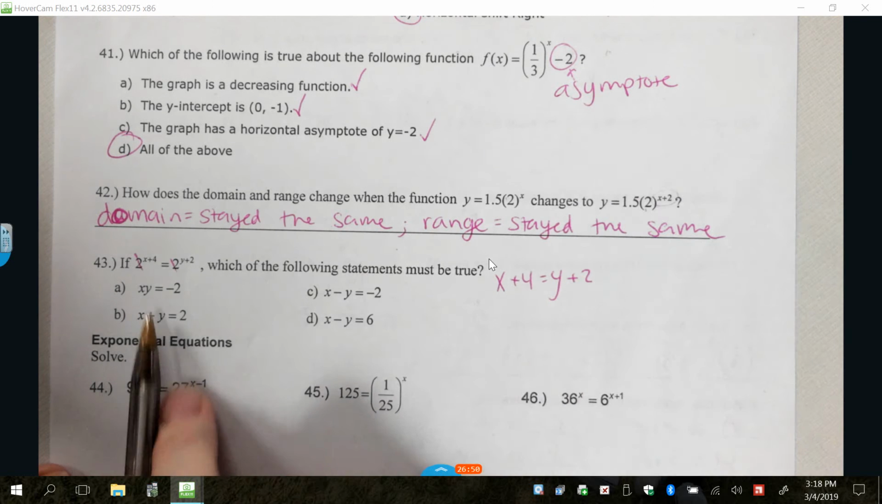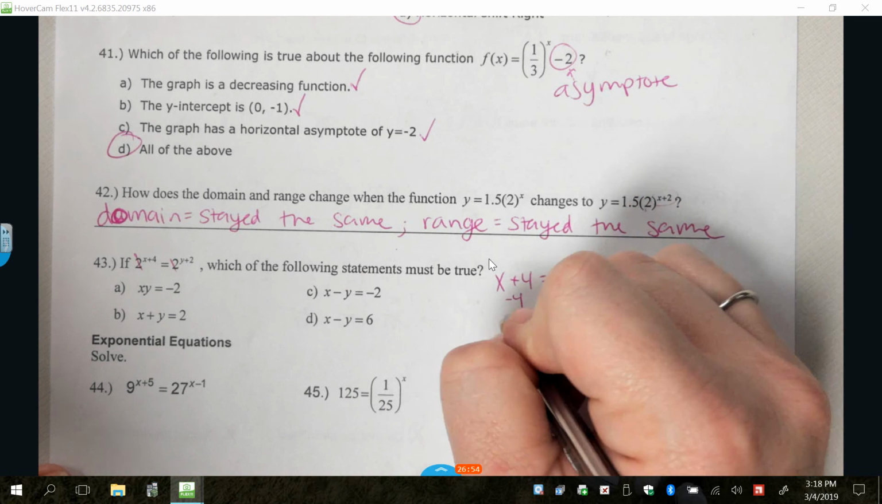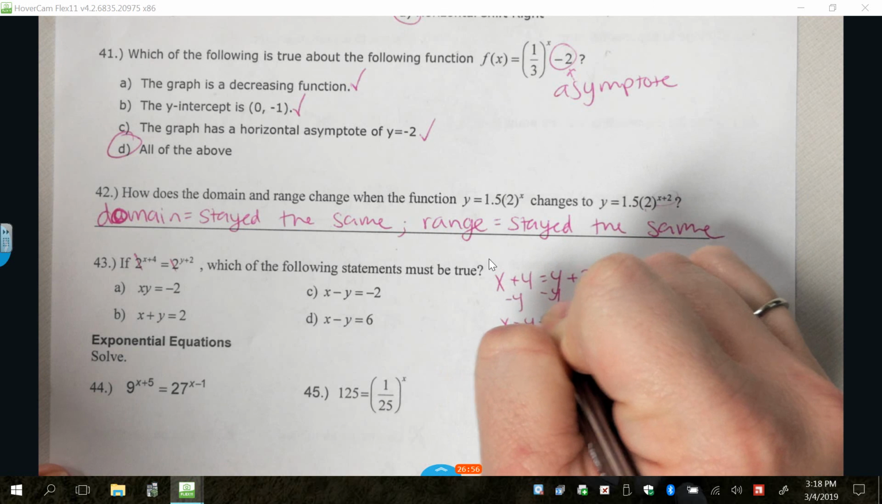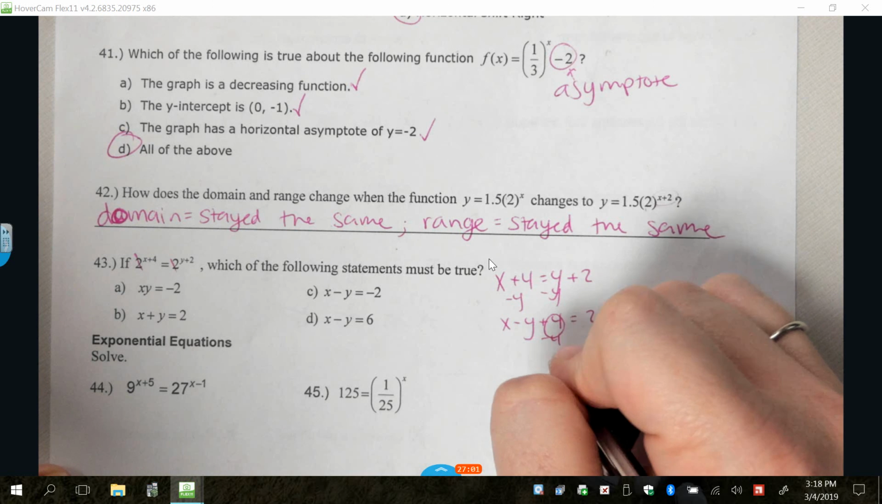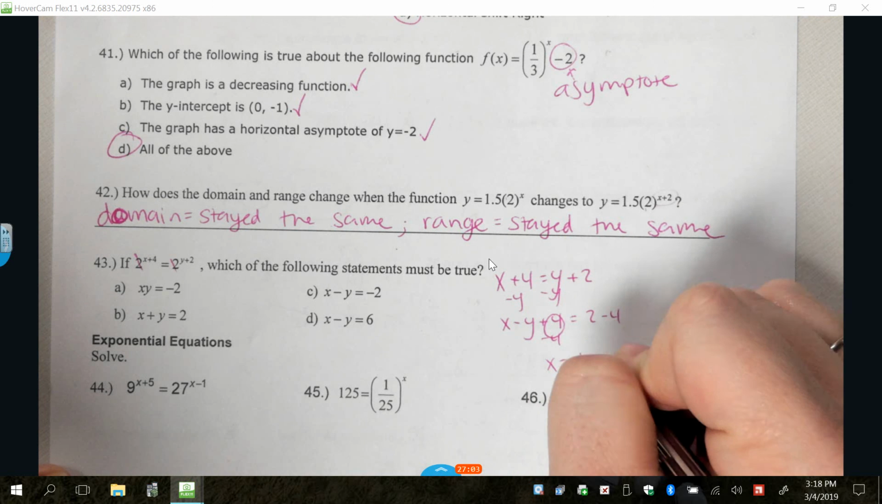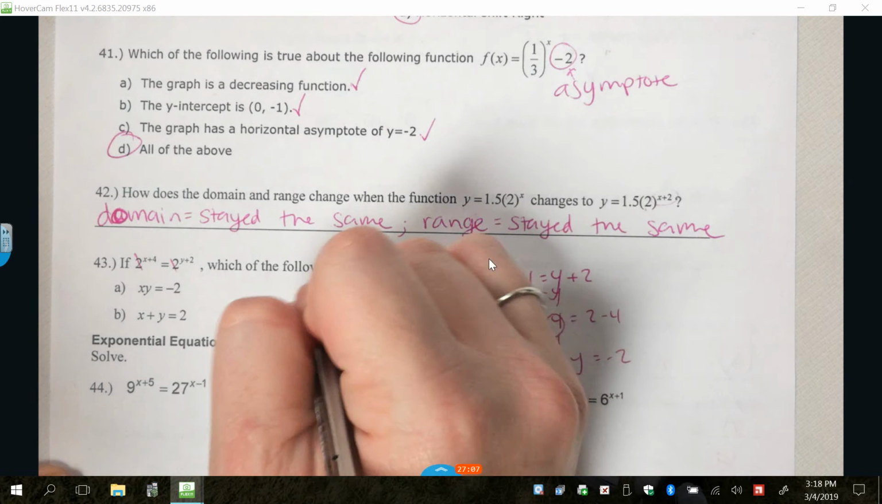So if you notice, these are all in standard form. So I'm going to subtract y from both sides, and I get x minus y plus 4 equals 2, so minus 4 on both sides. I get x minus y equals 2 minus 4, which is -2. So x minus y is -2.